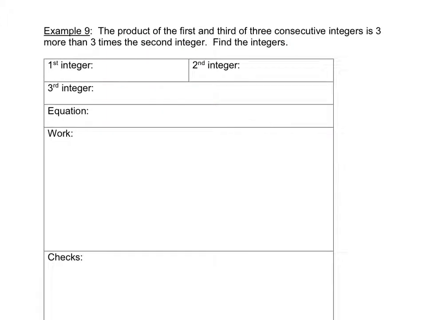Just to warn you guys, this is often a problem that I've seen on exams and final exams, ones like this, so pay attention. The product of the first and third of 3 consecutive integers is 3 more than 3 times the second integer. Okay? The product of the first and third of 3 consecutive integers. So that means x, x plus 1, x plus 2.